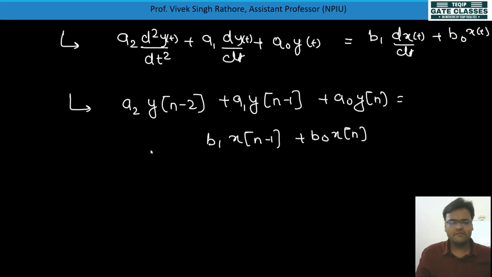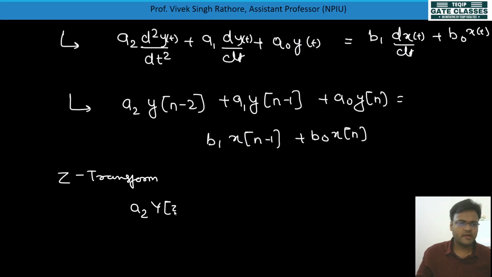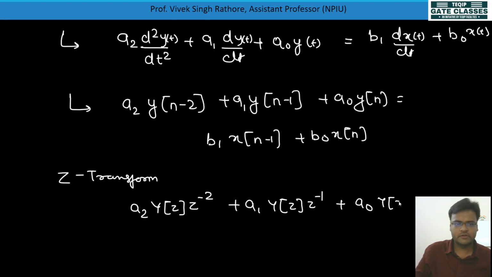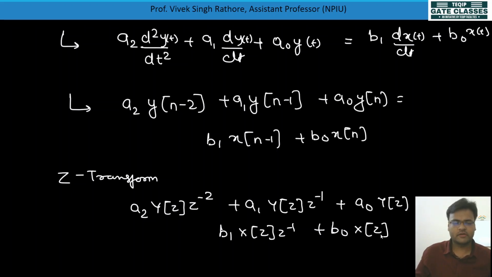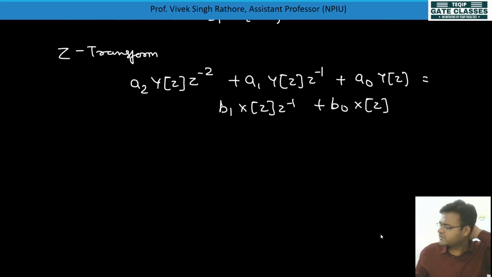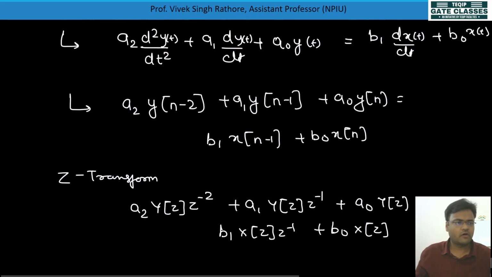Now if we take the Z transform of it, what do we get? Applying the time shifting property, which we saw in the last lecture: a2 Y(z) z^-2 plus a1 Y(z) z^-1 plus a0 Y(z) on the left, and on the right b1 X(z) z^-1 plus b0 X(z). This is the Z transform of this difference equation.